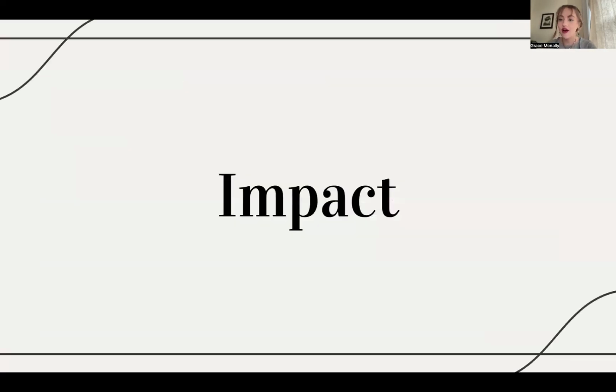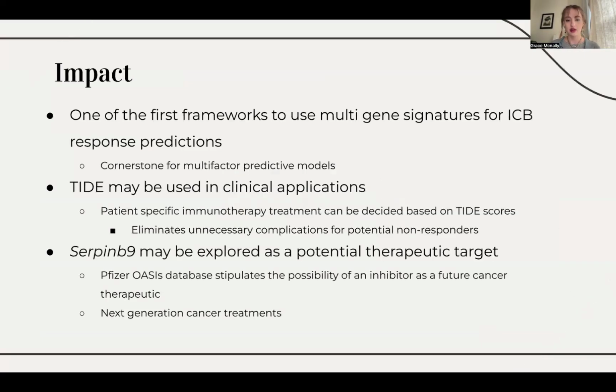So now I will be moving on to the impact this paper has had on the scientific and medical community. This paper has introduced one of the first frameworks that uses multi-gene signatures to predict ICB response more accurately than any other current single biomarkers. The framework serves as a cornerstone for the development and refinement of more multi-factor predictive models for a wide range of cancers. TIDE may be beneficial in clinical settings, allowing patient-specific immunotherapy treatments.